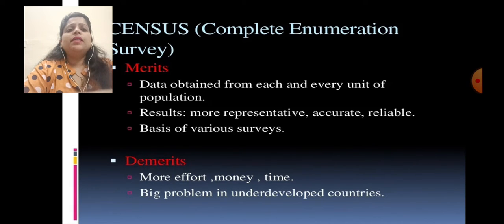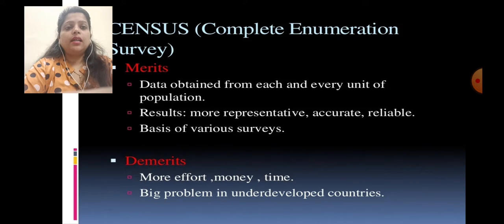What are the merits of census? The data are obtained from each and every unit of population. Here, the census people go from house to house and collect the data. Each and every member of the population is included in the study. The results here are more representative, more accurate, and more reliable. It is also the basis on which various surveys are conducted.